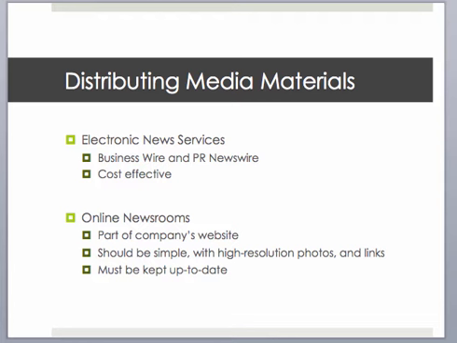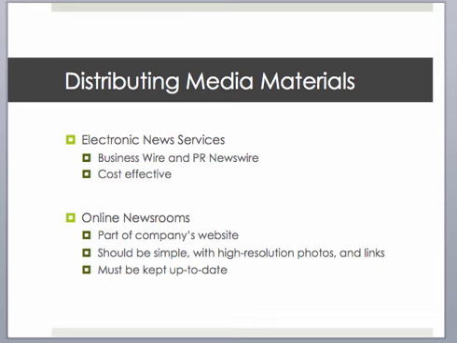Electronic news services provide a cost-effective way to reach thousands of media across the globe. The second type is online newsrooms. Most organizations have a press room or newsroom as part of their website. This provides a journalist news releases and organizational information. Journalists can also download graphics, photos, videos, position papers, and annual reports.